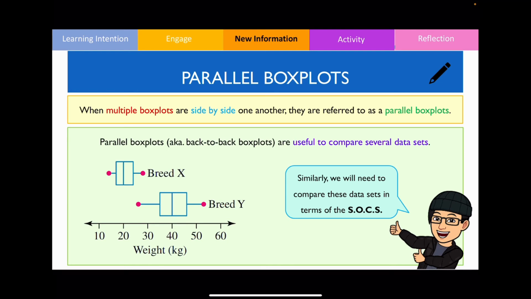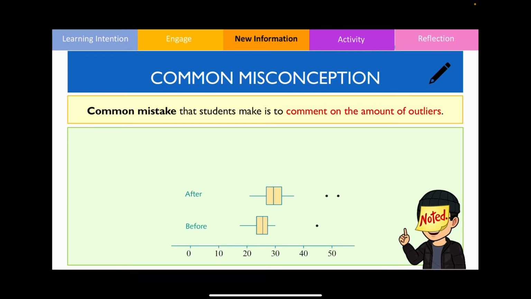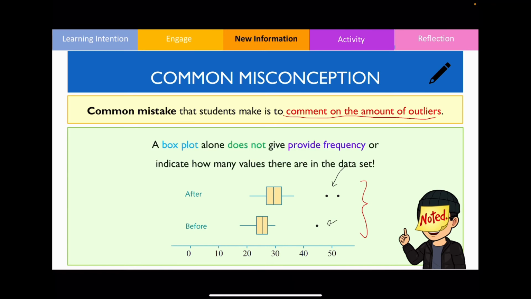Before I go through an example, I want to quickly address a common misconception that I often see students make, and that's where they tend to comment on the amount or the frequency of outliers that are present in the dataset. So if you look at the example down below, notice that these datasets contain outliers. I often see students incorrectly say that this box plot contains 2 outliers and the box plot down below contains 1 outlier. The reason why this is incorrect is that a box plot doesn't actually tell us the frequency or how many values there are in the overall dataset. So as a result, this statement is incorrect.